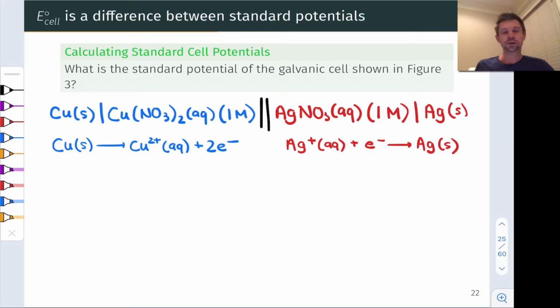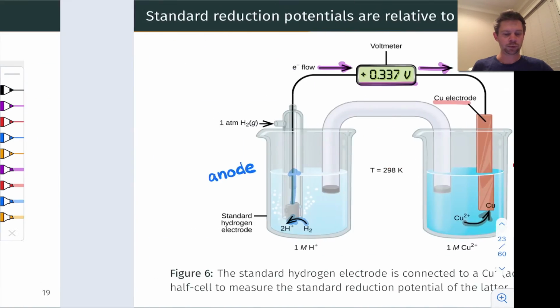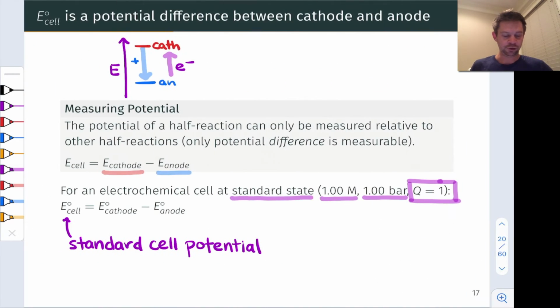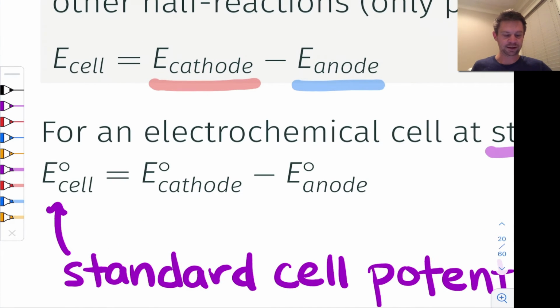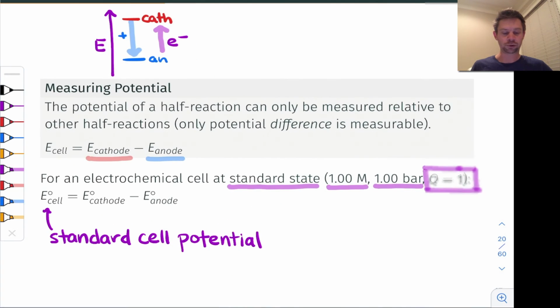To determine the overall standard cell potential for this cell, we're going to apply an idea we've seen previously. Now that we've generated and we understand the standard reduction potentials, we can really zero in on this equation and realize that the standard cell potential is the difference between the standard reduction potential for the cathode's reduction half reaction and the standard reduction potential for the anode's reduction half reaction. And that's where things get just a little bit tricky right here with the anode. But essentially, we're going to calculate the cell potential as a difference between the electrode or half cell potentials.